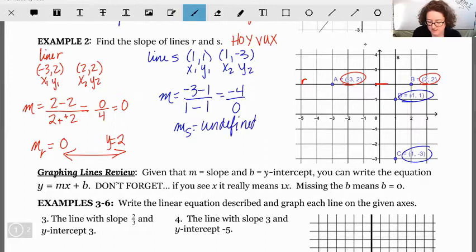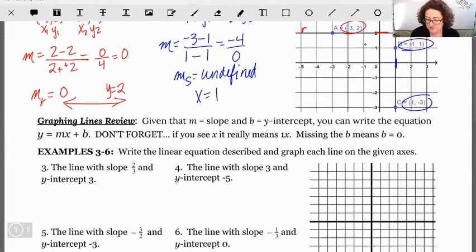I like to think of it as I can't walk across that line. I can walk across any other line. I can walk uphill, I can walk downhill, I can walk on a flat surface, but I can't walk directly up. So that's how I remember undefined slope. Also, your vertical lines, that's this piece, the vux. Vertical lines have an undefined slope and they have an x equals equation. This one goes through x equals 1, so its line equation would just be x equals 1.